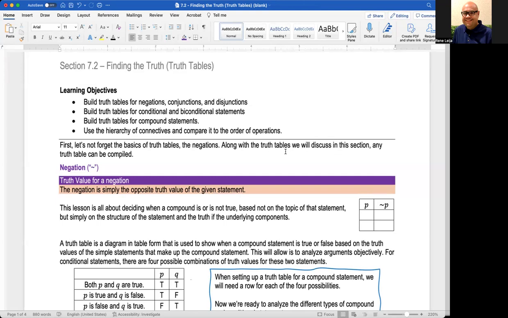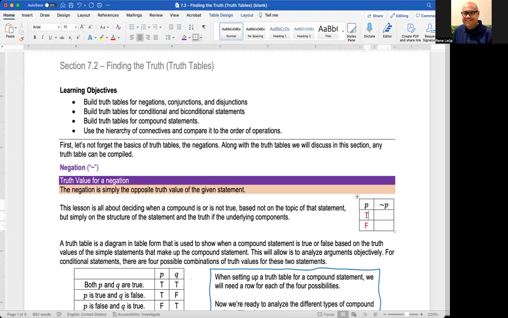The truth value for a negation is simply the opposite truth value of the given statement. This lesson's all about deciding when a compound is true or not, based on the truth of the statements in it. So if we have a statement P, it has to be one of two things: it either has to be true or false, but it can't be both. That's one of the things we said at the very beginning.